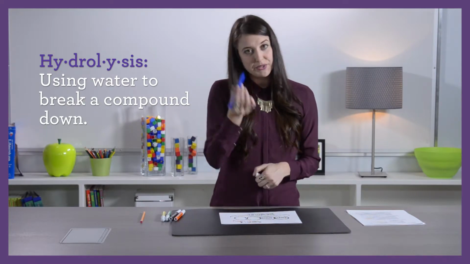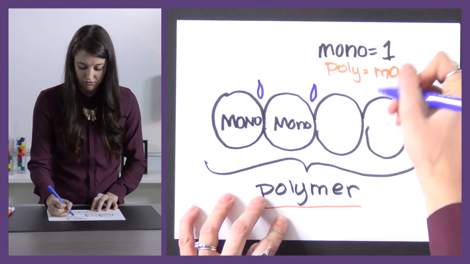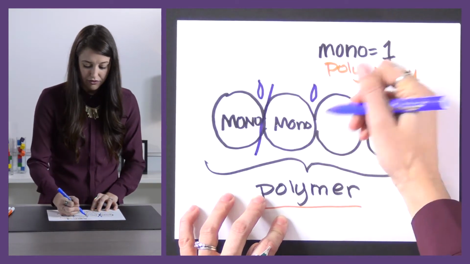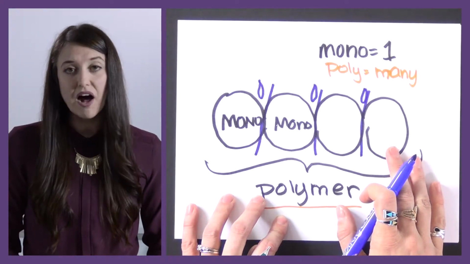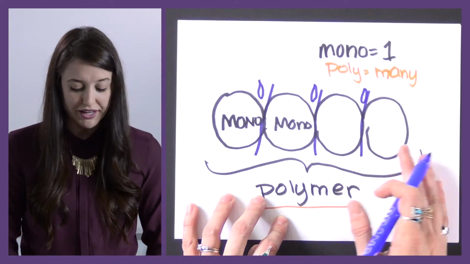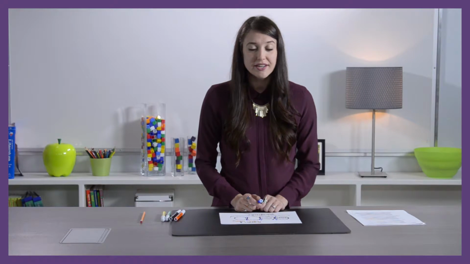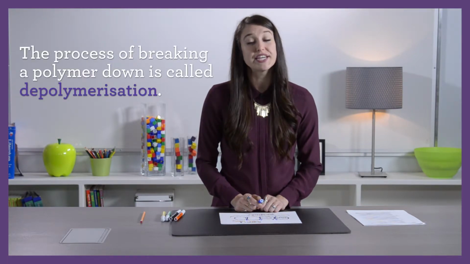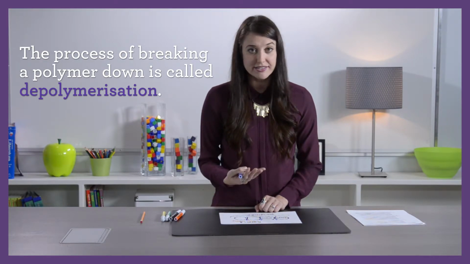So I'm going to use this blue marker to represent water. Droplets coming in to break down these polymers into its pieces. This is why the polysaccharide ends up tasting like sugar, because now the monomers are free and the monomers are sugar. So think back to polymerization. Depolymerization is the opposite. So if polymerization is making a polymer, depolymerization is breaking that polymer down. In this case, it's called hydrolysis.